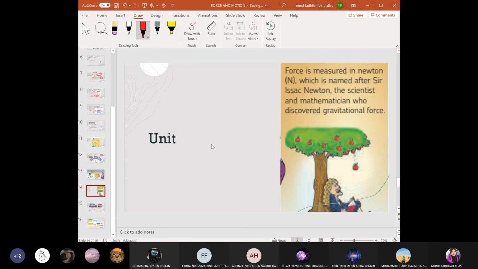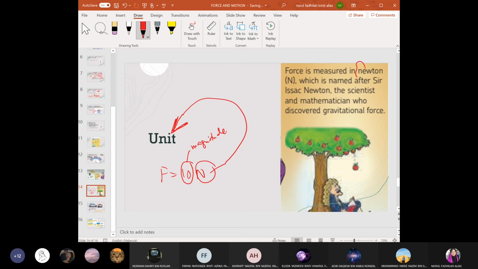Now, what is the unit of force? Anyone knows? Tadi saya dah cakap lah banyak kali, ada antaranya kita sebut tadi force equals to 10 Newton. So 10 ni adalah the magnitude, the value of force. And ni what is that? Newton. Yelah Newton. What is Newton? Unit. So Newton is the unit. Okay? Right. So now you know force, we use unit of Newton. So force is measured in Newton.